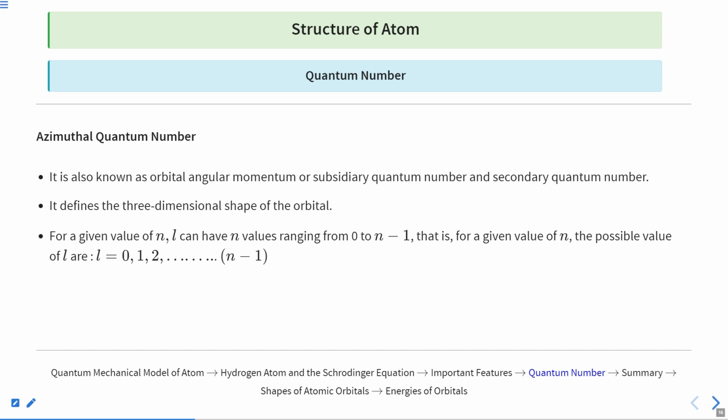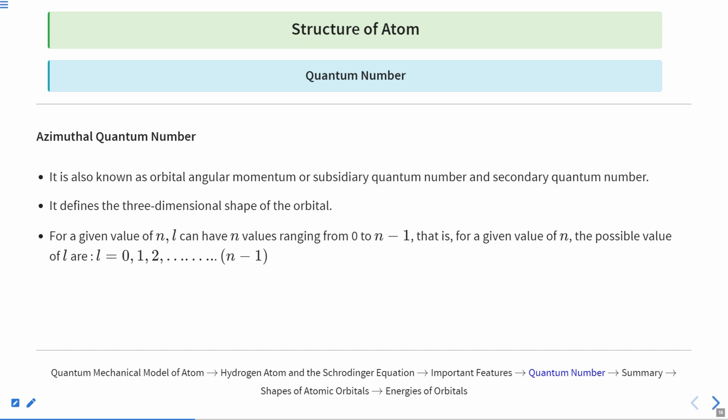So suppose you have a value of n, then your value of L will span from 0 to n minus 1. Suppose n is 2, then you will have 0 and 1, because 2 minus 1 is 1, and 0 to 1 is 0, 1. Similarly, if n is equal to 3, then n minus 1 is equal to 2, and starting from 0, we can have 3 types of L values: 0, 1 and 2. Clear?